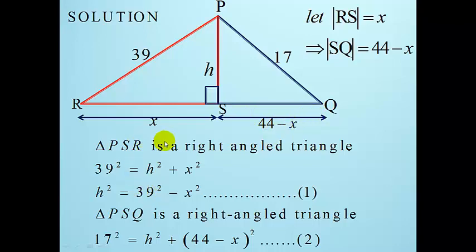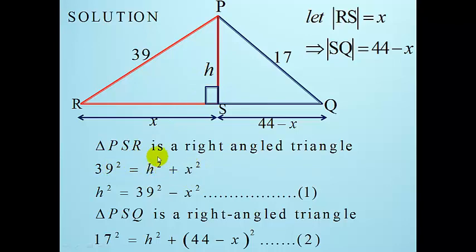So now, triangle PSR is a right angle triangle. From Pythagoras Theorem, the square of the longest side, that is 39, is equal to the sum of the squares of the other two sides, that is x and h. So 39 squared is equal to h squared plus x squared.